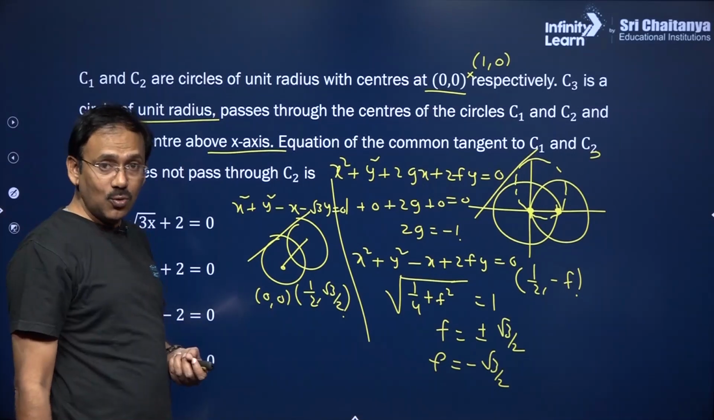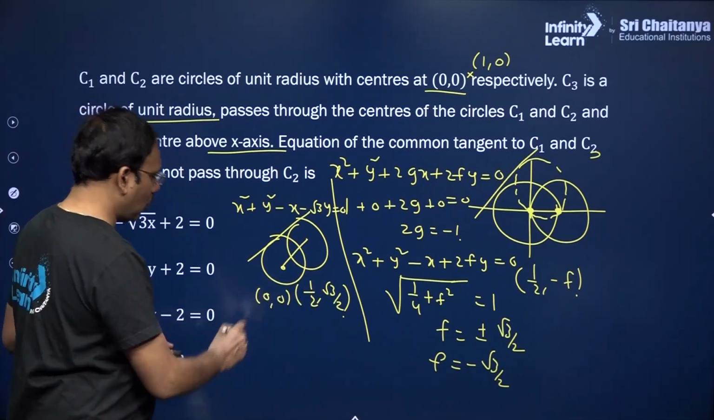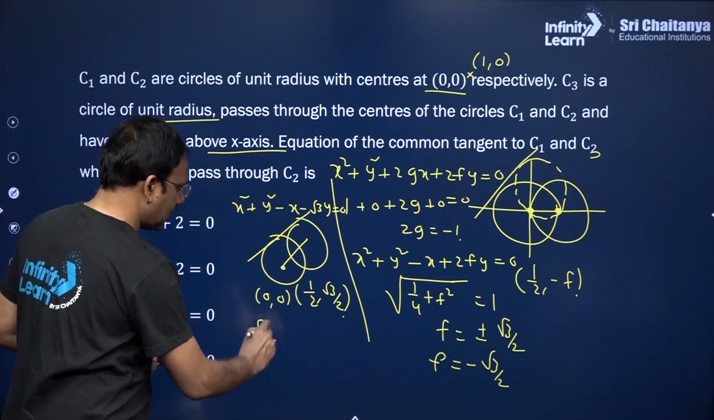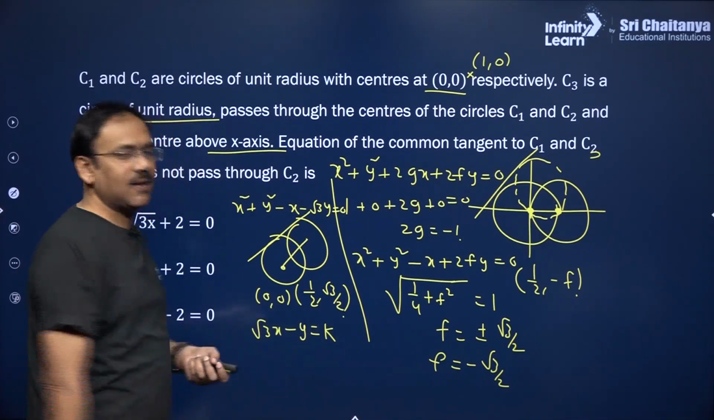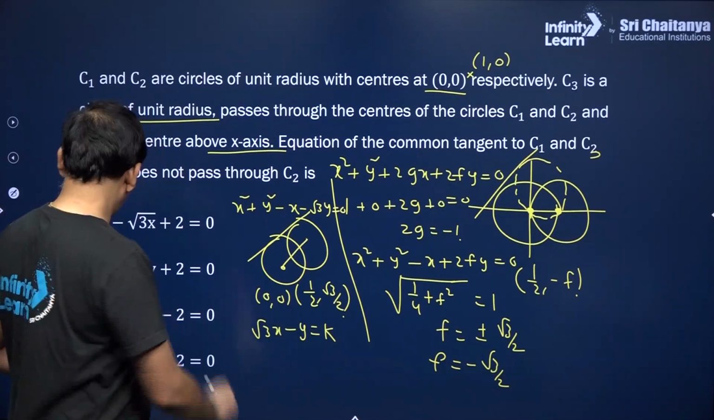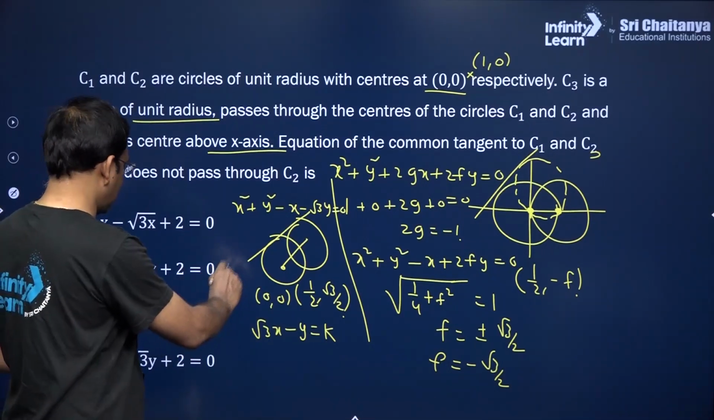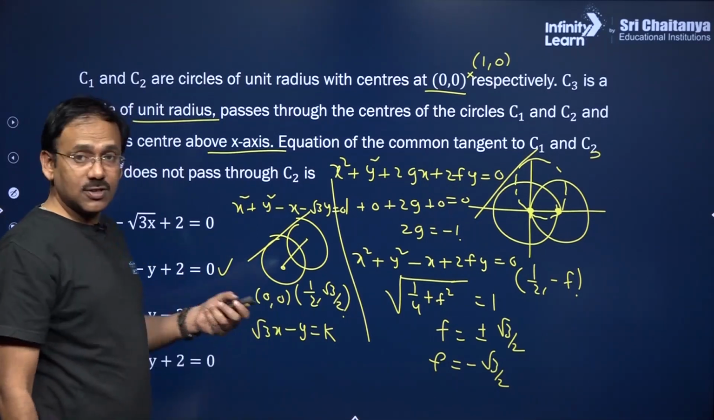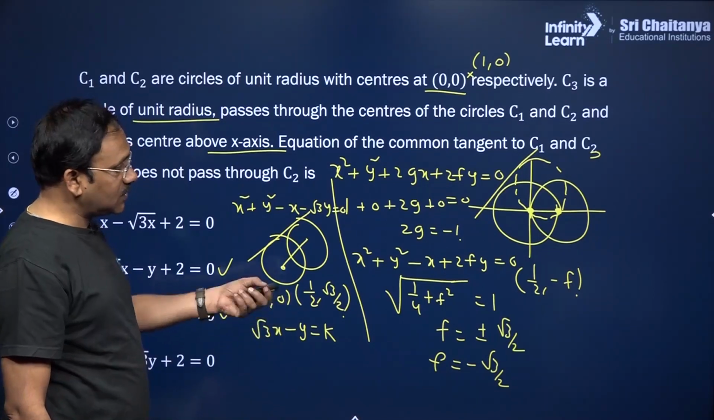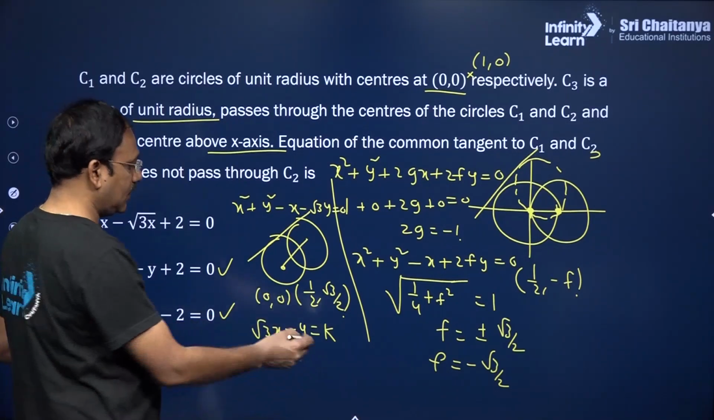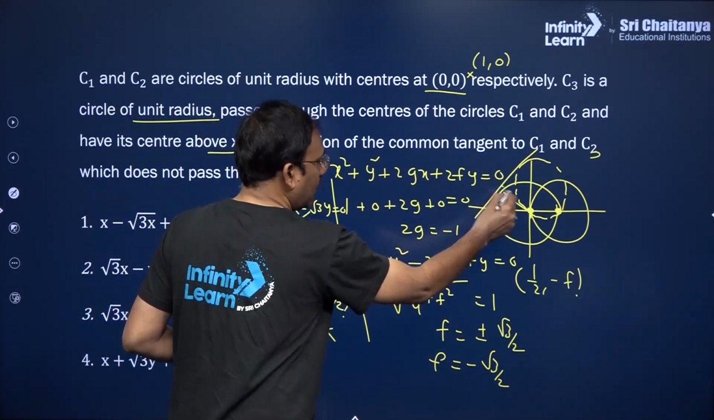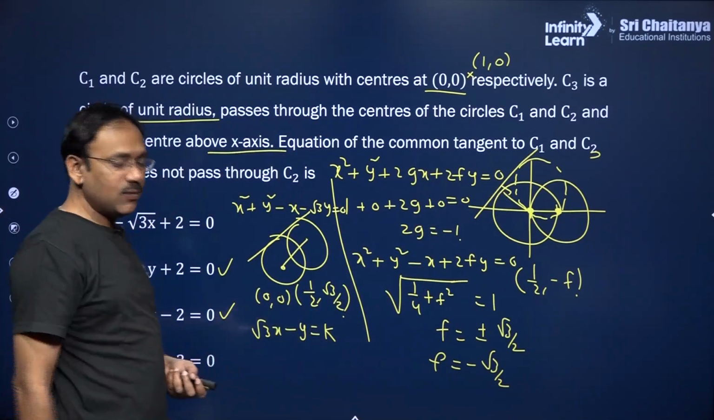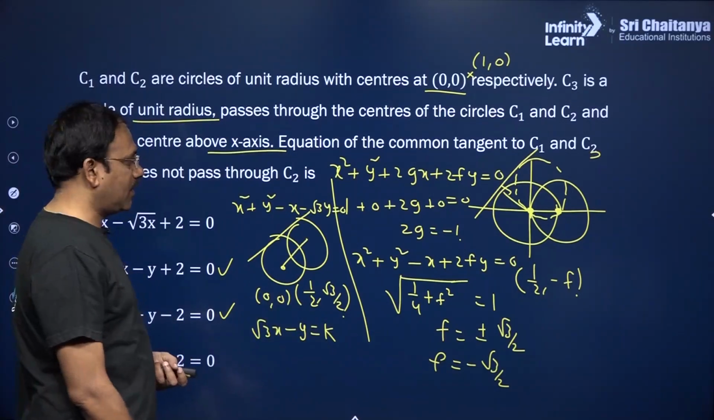This is going to be root 3 is the slope, right? Slope root 3 means you can say root 3x minus y is equal to some k, right? So you see root 3x minus y combinations, two such are there. Since this is the tangent to circle 1, the perpendicular distance from the circle center is equal to the radius. If you just apply that, you are going to get k value plus or minus 2.